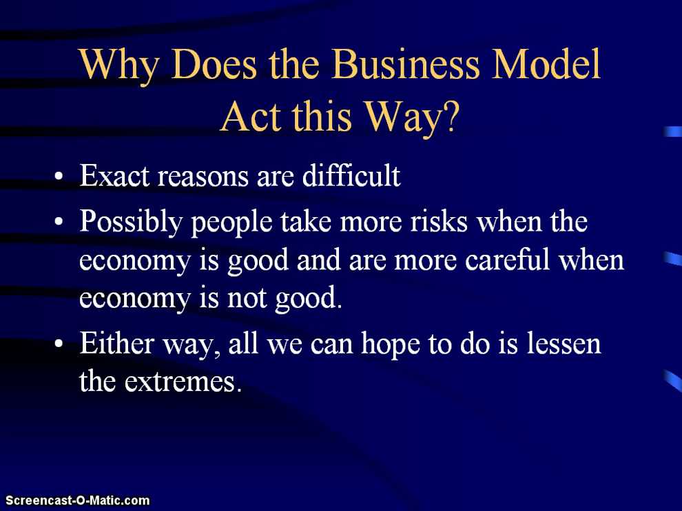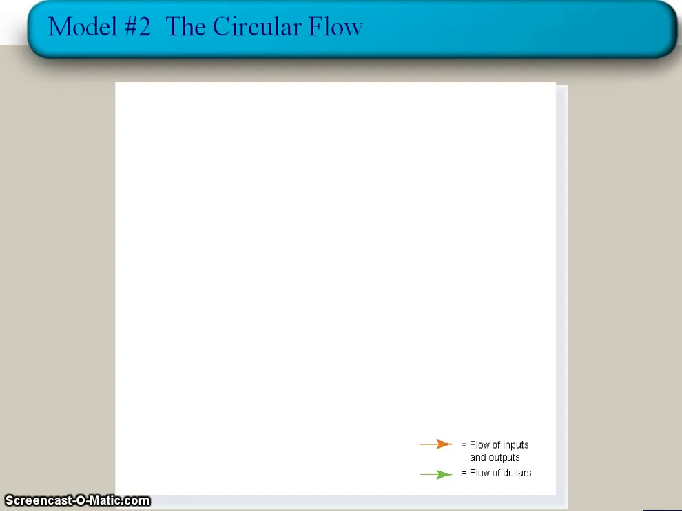Okay, the second model we're going to learn about today is what's called the circular flow model. And the circular flow model is a little bit more complicated. But essentially what it does is explain how it is our economy keeps going. In other words, when you spend money, how come that money doesn't just stop? It doesn't just go into a box and stay there. How does that money find its way through the economy so that once you spend it, it goes on to make something else and be used in a lot of different ways?